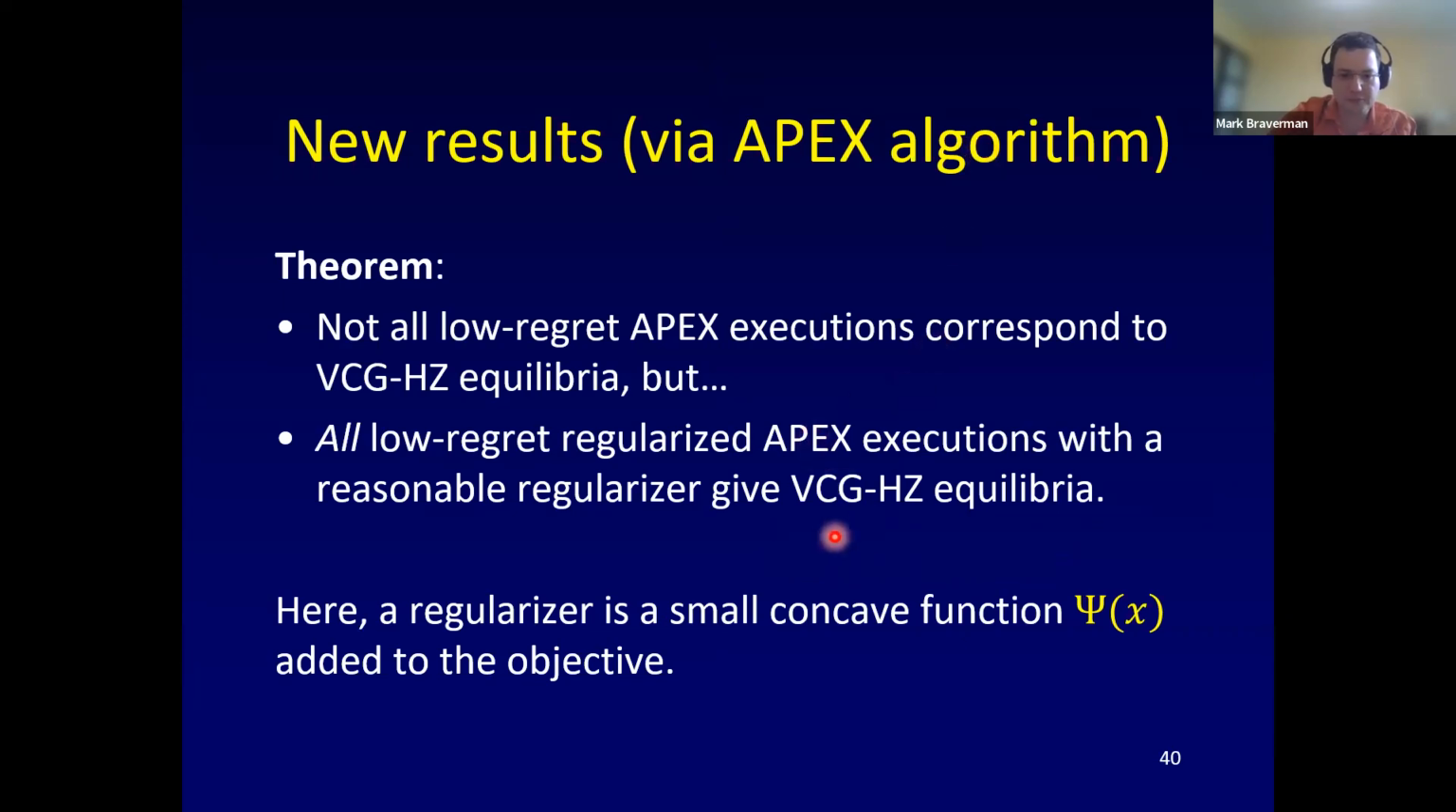And moreover, this is an almost if and only if characterization. So it's not true that all low regret executions lead to a Hyland-Zeckhauser equilibrium, but if you add a small regularizer to the mix, which is probably a good idea anyway when you do online optimization, then actually every outcome of this algorithm that is low regret gives us a Hyland-Zeckhauser equilibrium. So we recover those old theorems in this algorithmic framework.